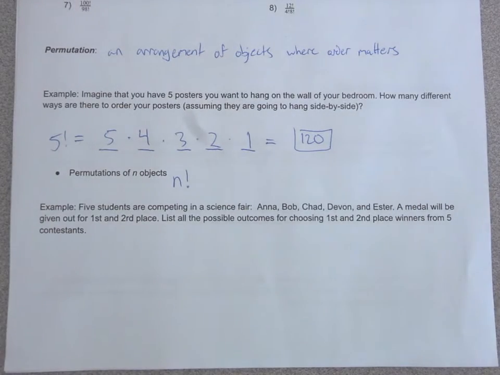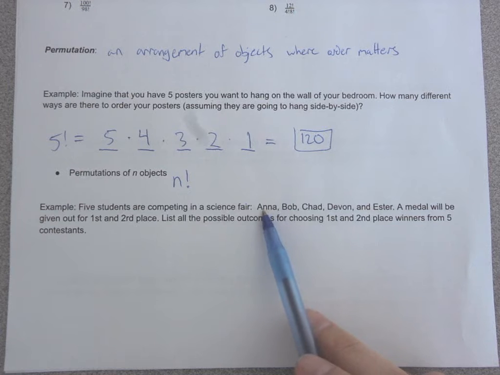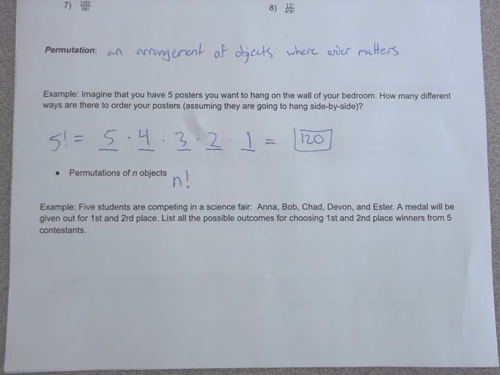This next example is slightly different. You'll see why in a second. In this example, we have 5 students competing in a science fair, and I named them kind of in alphabetical order to help us list these out a little bit. So Anna, Bob, Chad, Devin, and Esther. A medal will be given out for first and second place. List all the possible outcomes for choosing first and second place winners from 5 contestants.